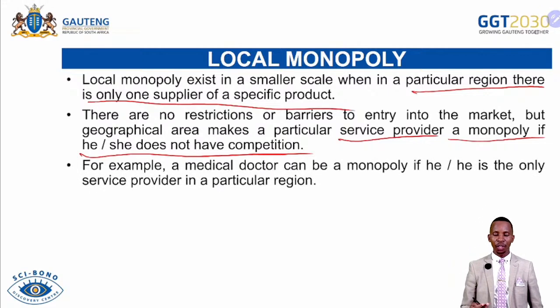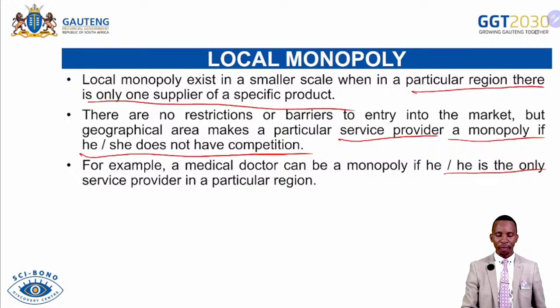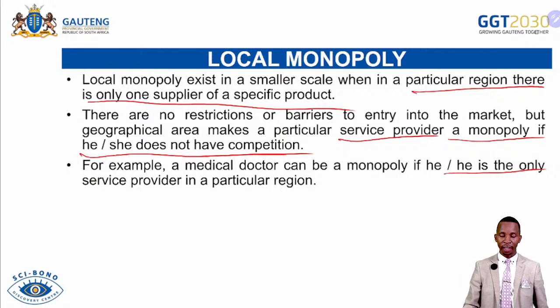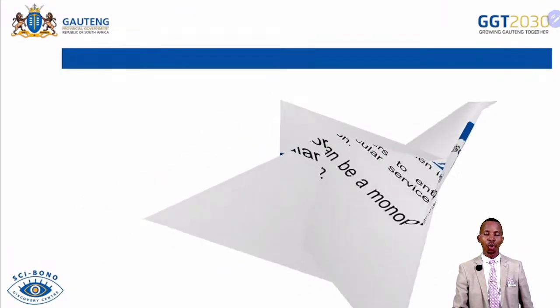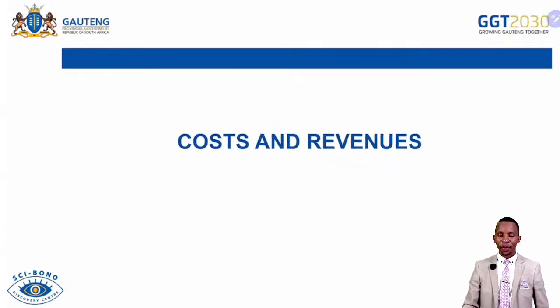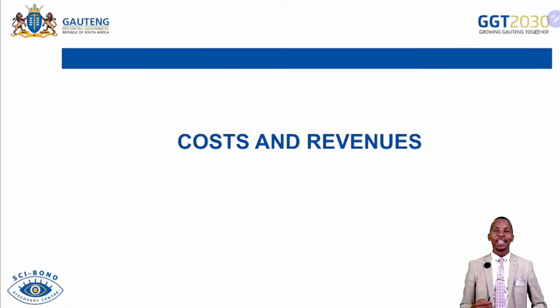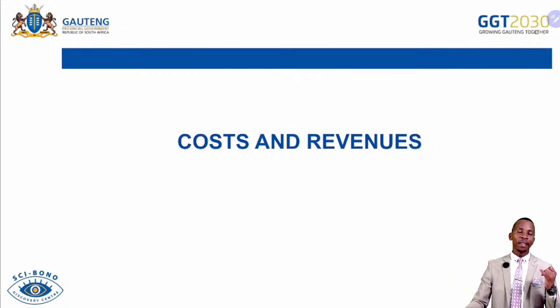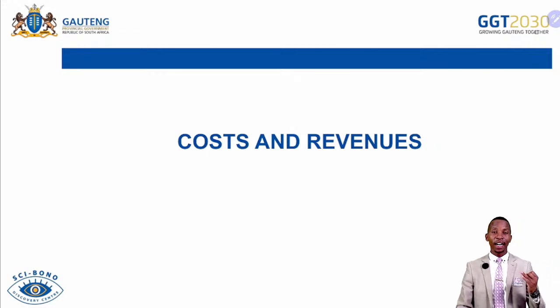For example, a medical doctor can be a monopoly if he or she is the only service provider in a particular region. There are no competitors supplying that particular product or service. Then the local monopoly is created. And then we are done with the types of monopolies. Remember, we have natural monopoly, artificial monopoly, and local monopoly.